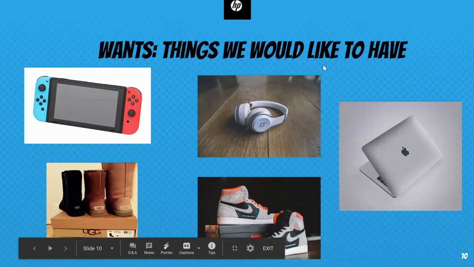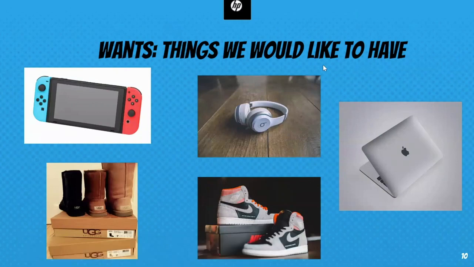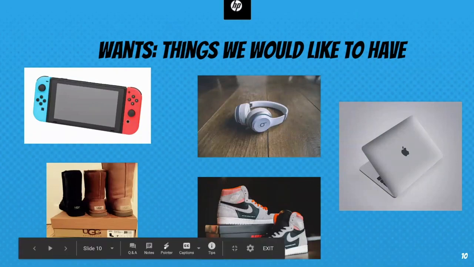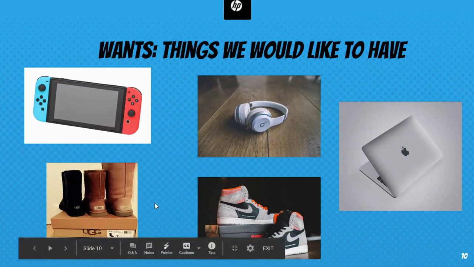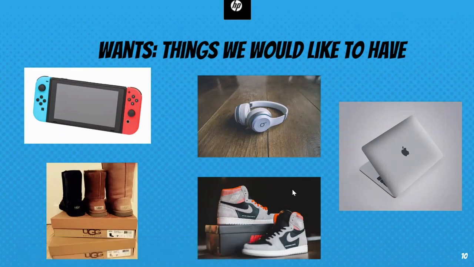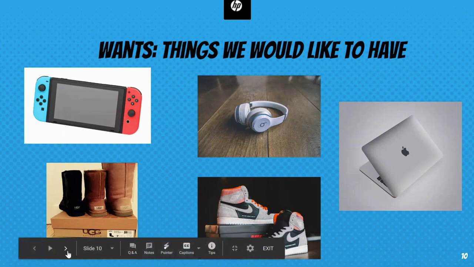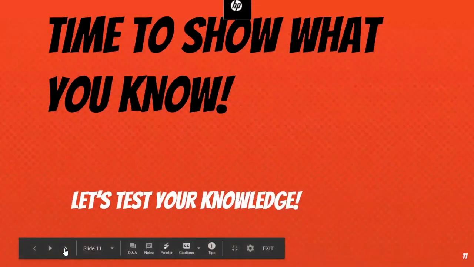And then on the next slide, we have wants. These are things we would like to have, but we don't need in order to live. We've got a Nintendo Switch, we've got some very fancy UGG boots, we've got a Beats headphone, we've got some Air Jordan sneakers, and of course a Mac computer or laptop. Again, things that we don't need to live.